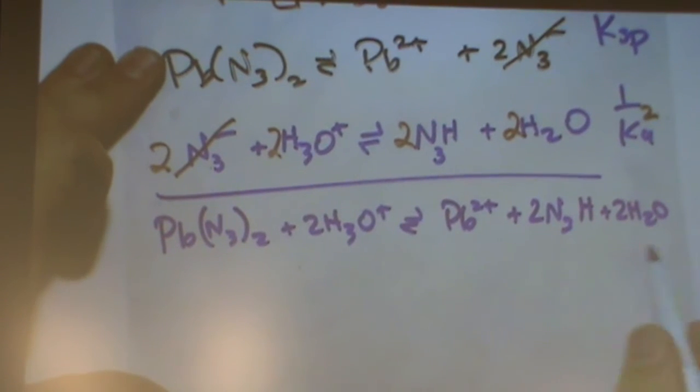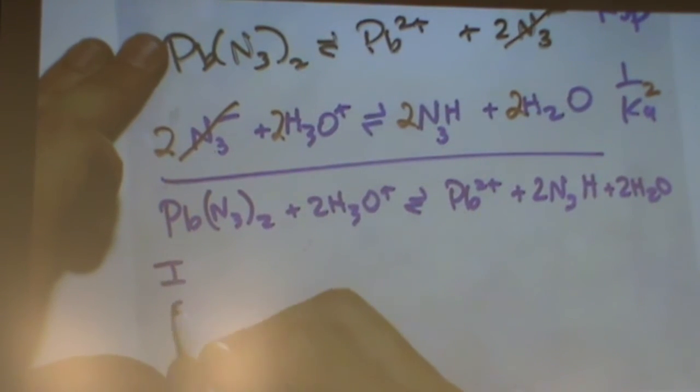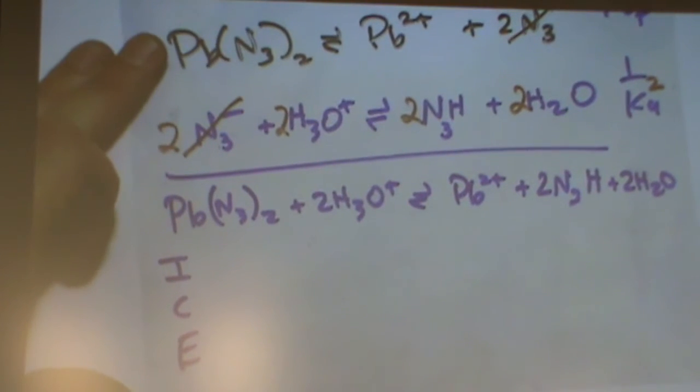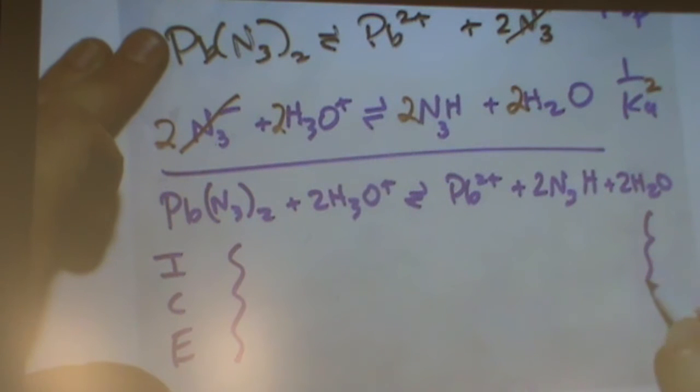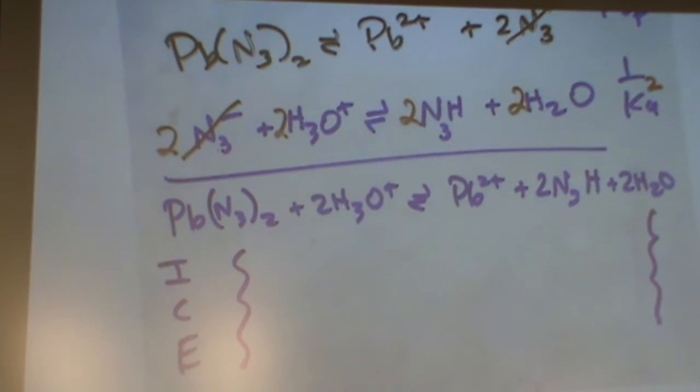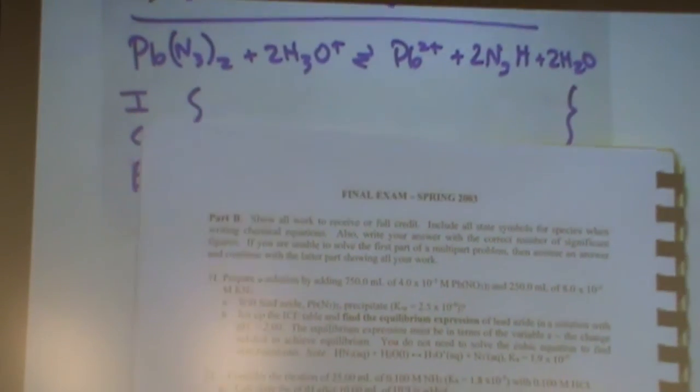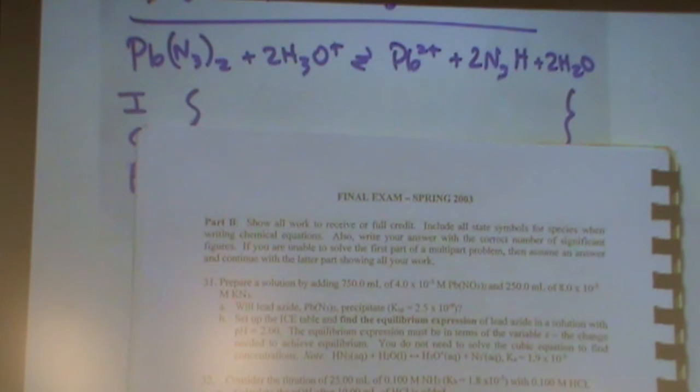Okay, I think I got it all right. Now we go straight to the ice table. We ignore the first one, it was a solid. We also ignore water, so 2 of them are gone immediately. Let's look back at the question for a moment. Okay, I think you can see the question.